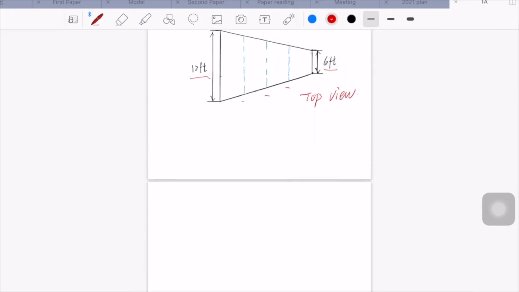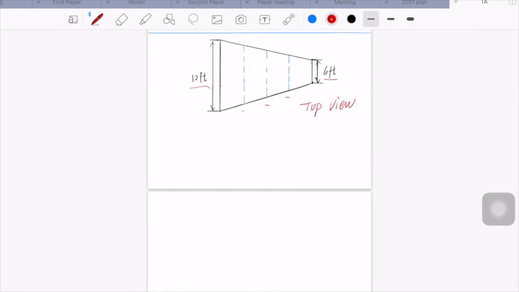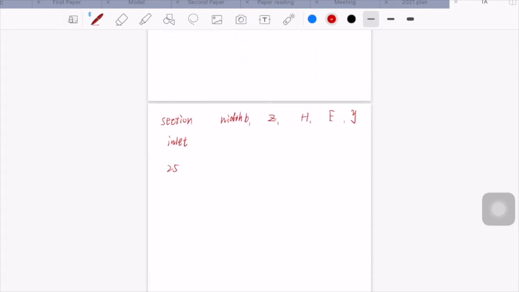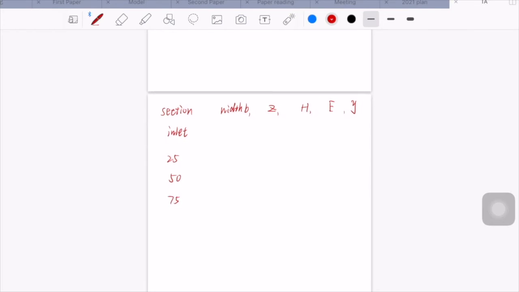So the heading of the table is the section, and the width B, and the Z, H, E, Y. In this table, we will determine the water surface elevation at these sections: the inlet, 25 feet from the entrance section, 50 feet from the entrance section, and 75 feet from the entrance section, and the exit section.